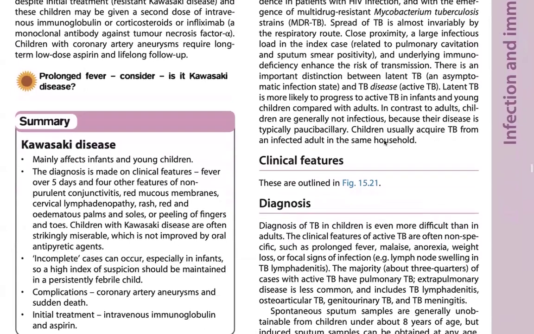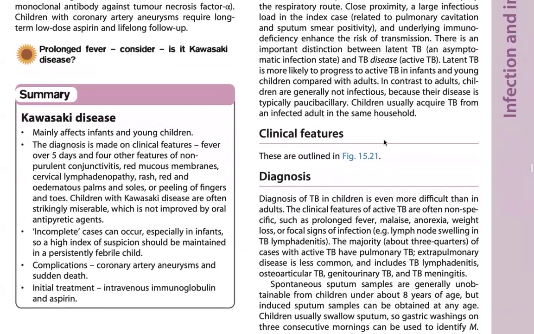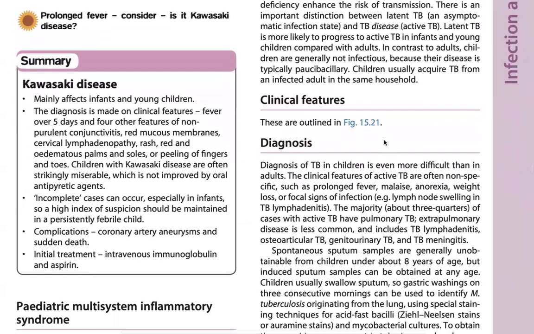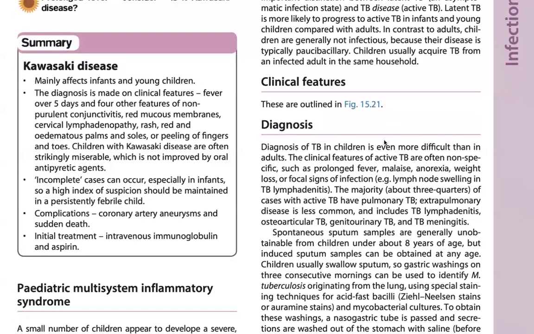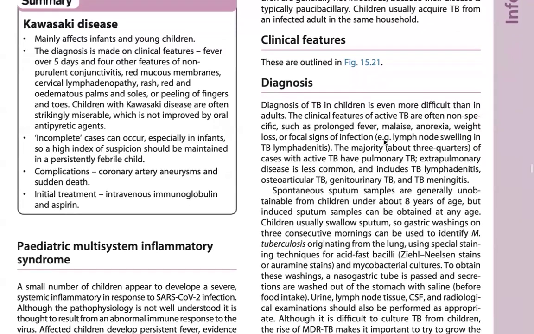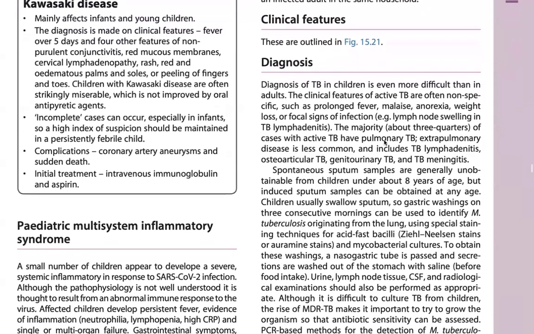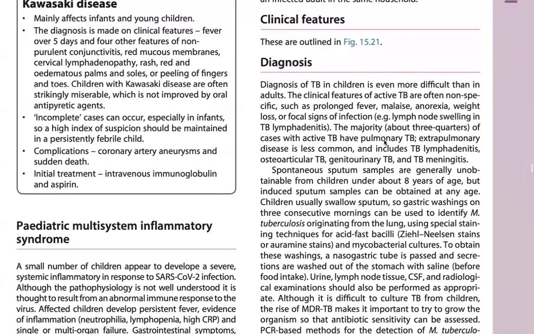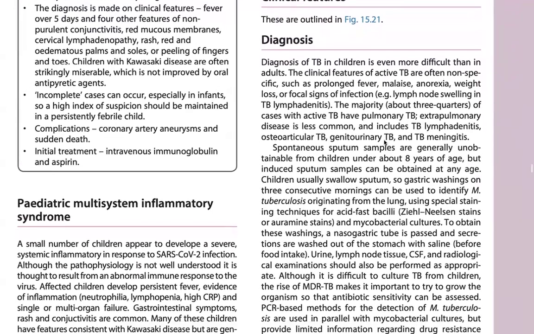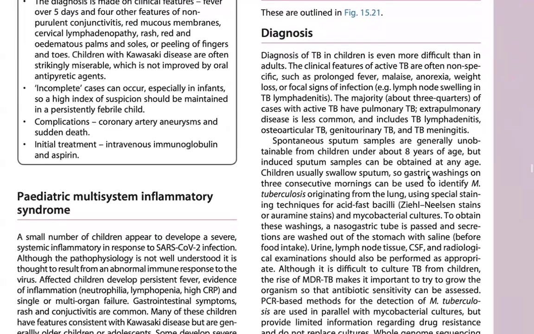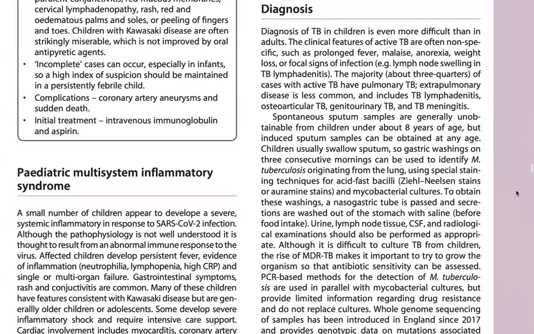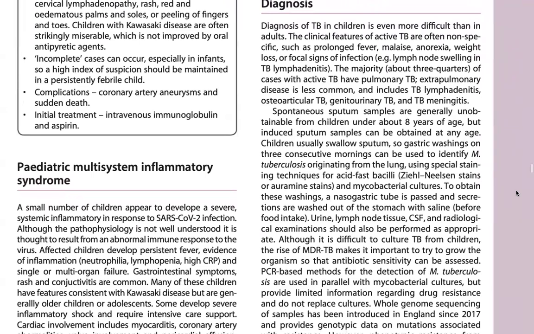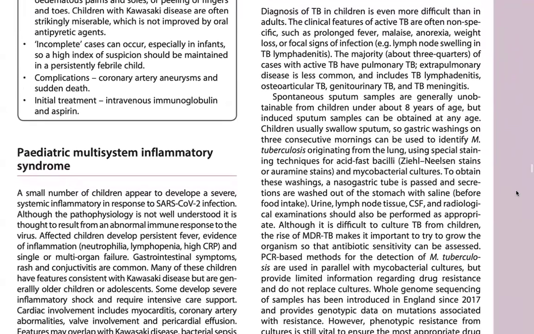Clinical features: diagnosis of TB in children is even more difficult than in adults. The clinical features of active TB are often non-specific, such as prolonged fever, malaise, anorexia, weight loss, or focal signs of infection such as lymph node swelling. About three-quarters of cases with active TB have pulmonary TB. Extrapulmonary disease is less common and includes TB lymphadenitis, articular TB, genitourinary TB, and TB meningitis.